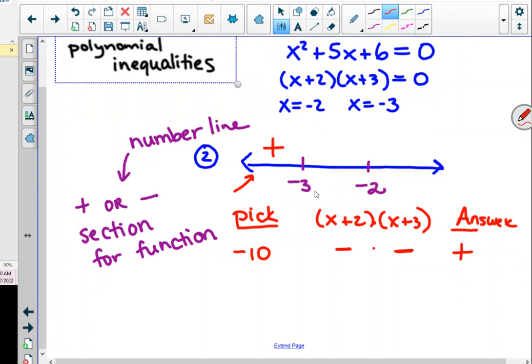Now, it's always tricky when there's two numbers that are kind of close together. You got to go in between them. So -2.5 would still make that negative, but -2.5 and 3 comes out positive, and a positive times a negative is a negative.